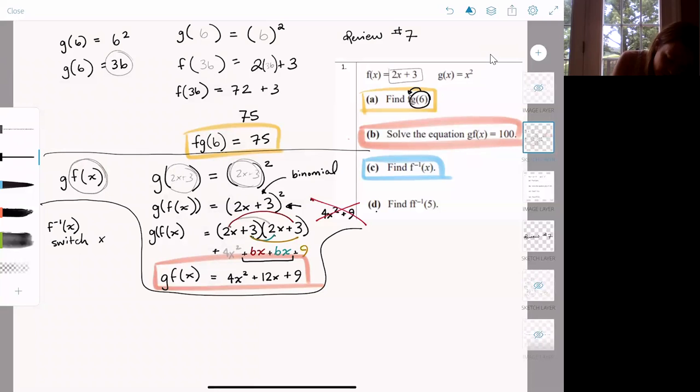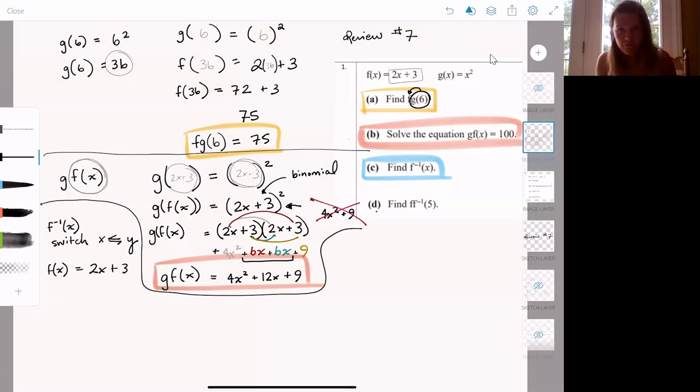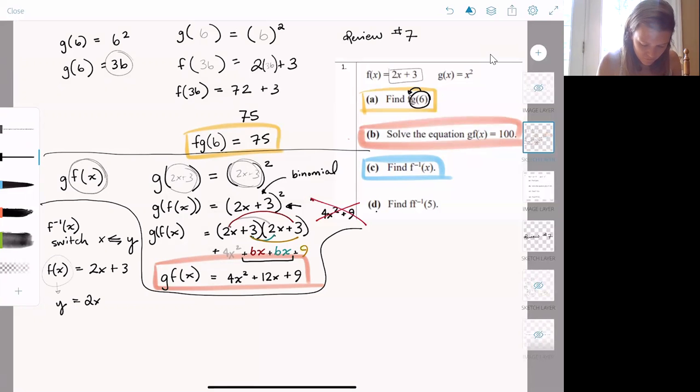switch your x and y. Switch them. So if I look at my f of x function, I don't have a y. So remember, we take this guy, we change it to y, because it means the same thing. And now we switch our x and y.